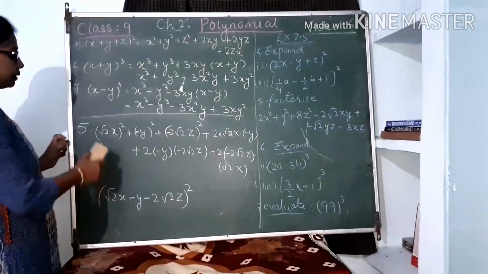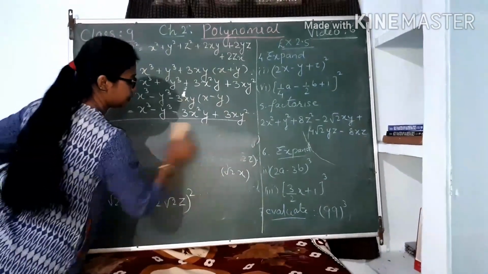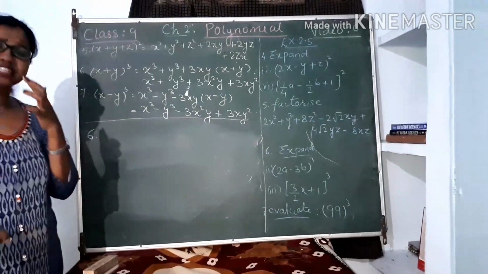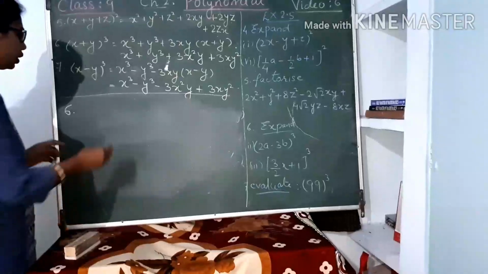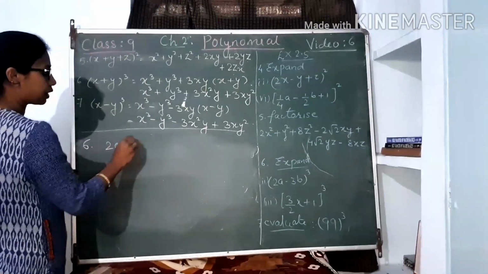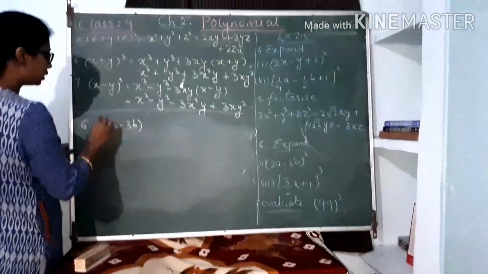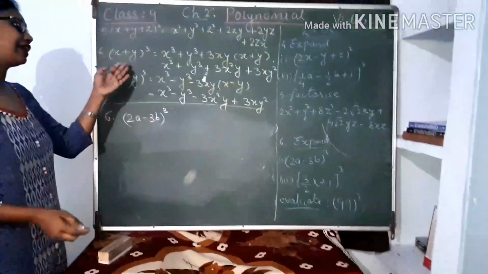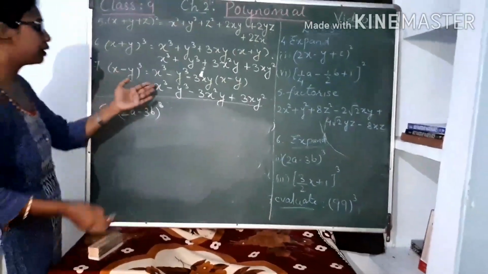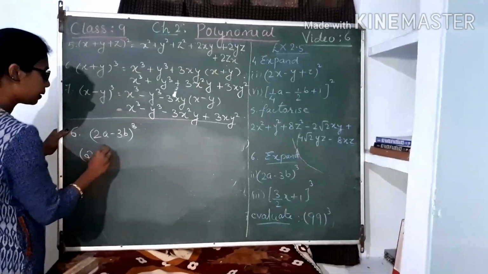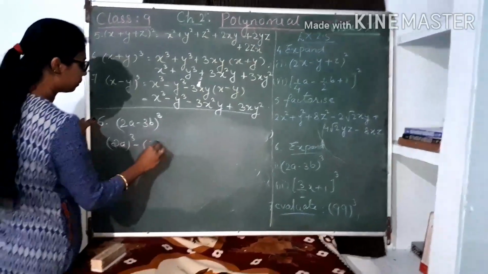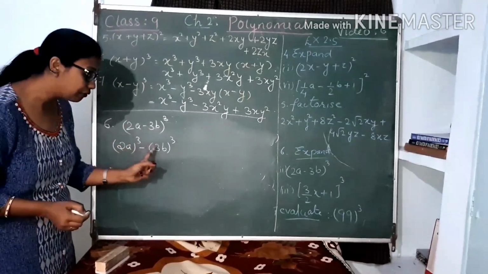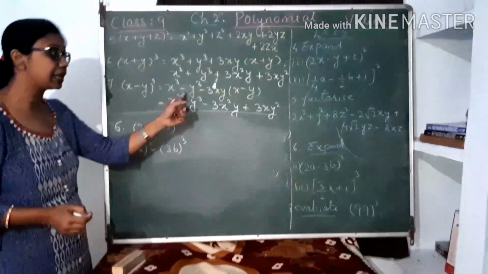Now check question number 6. Sixth one. Expand. It's a direct question of expansion: 2a minus 3b whole cube. a minus b whole cube. Directly you can apply the identity, which is before you. a cube, 2a cube, minus 3b cube. See, we are using a negative sign here, so there is no need to give minus 3b. We are already taking a minus sign.